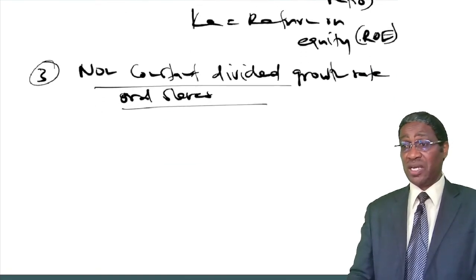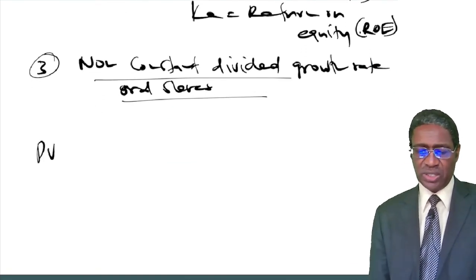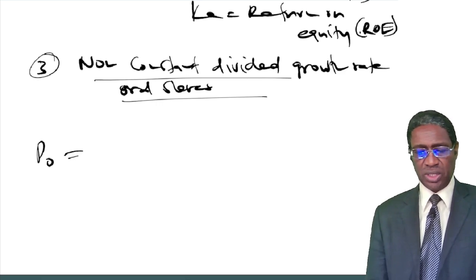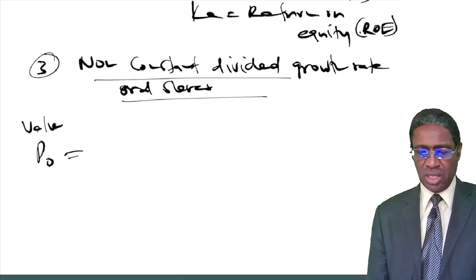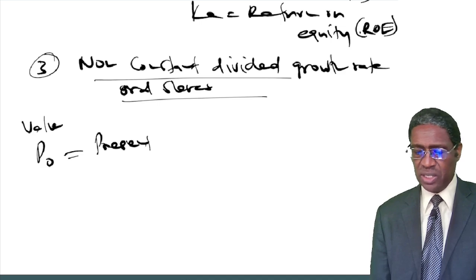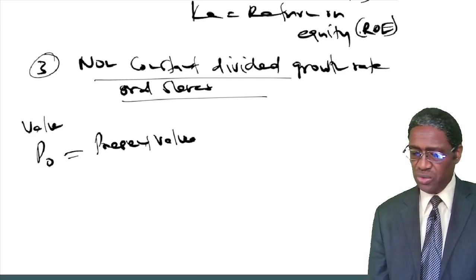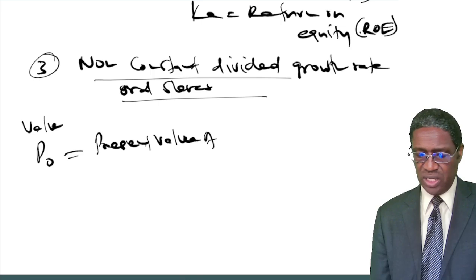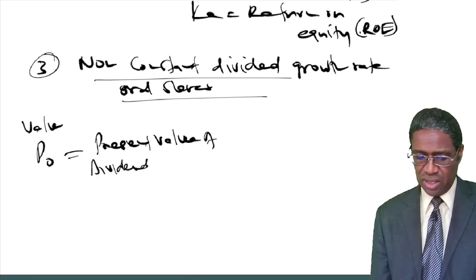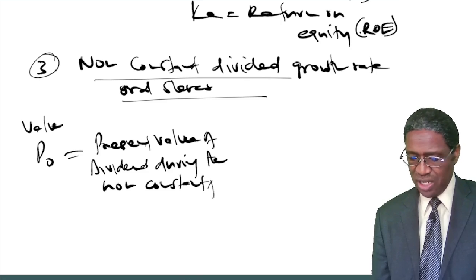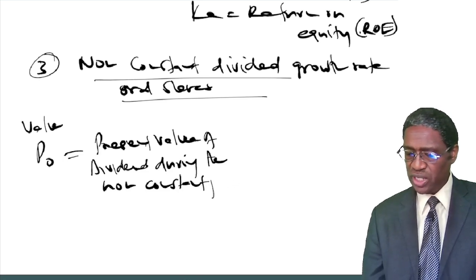Now how do you get the value of those shares? We can say P0 equals, this is the value, present value. Let me first write it. Present value of dividends during the non-constant period.